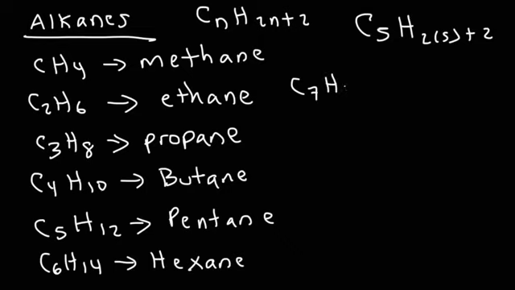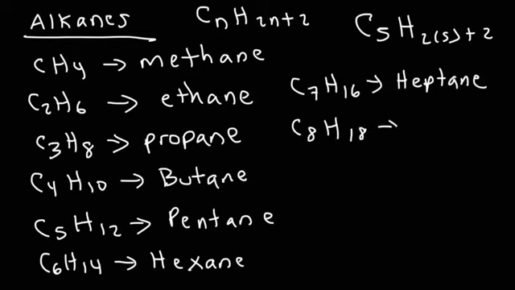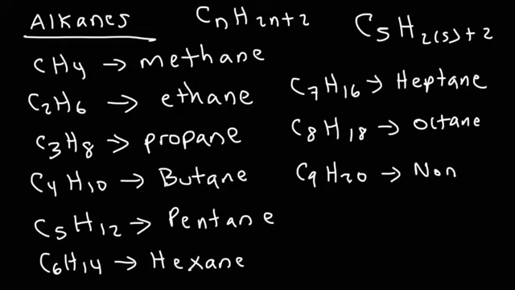The 7-carbon alkane, that's heptane. Next, we have octane. And then after that, that's a 9-carbon alkane. This is nonane. And then C10H22, that's known as decane.